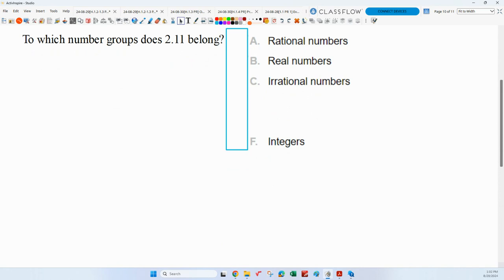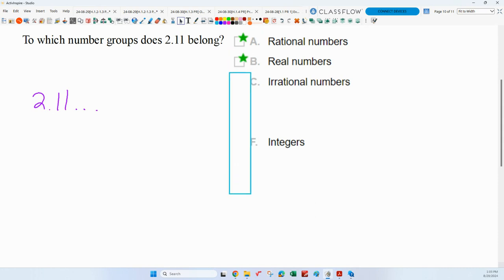How about this guy? 2.11. What can you tell me about that decimal? What kind of decimal is that one? Well, it ends. Okay, it terminates, right? If it didn't terminate, it would have to look different. If I put that dot, dot, dot at the end, what does that mean? That one goes on forever. Does it repeat? No, because there's no bar up there, right? So when I see a dot, dot, dot at the end, that means it goes forever, no pattern. So that would be irrational, but this one terminates. So it must be rational, right? It is rational, and it's also real.